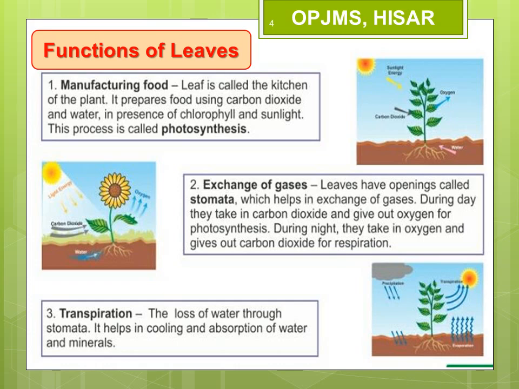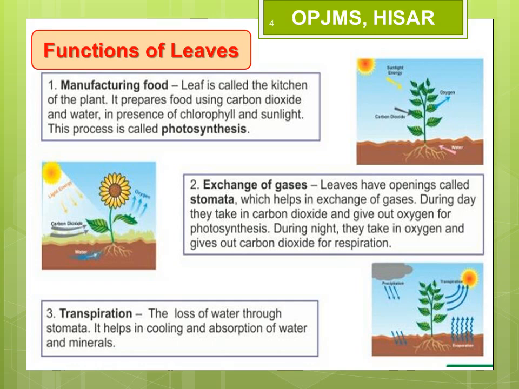The second function of leaves is exchange of gases. In leaves, some tiny openings are present on the undersurface. These tiny openings are known as stomata. Exchange of gases takes place through stomata. During photosynthesis, carbon dioxide enters the leaves and oxygen is given out through stomata, whereas during respiration, oxygen enters the leaves and carbon dioxide is given out through the stomatal openings.